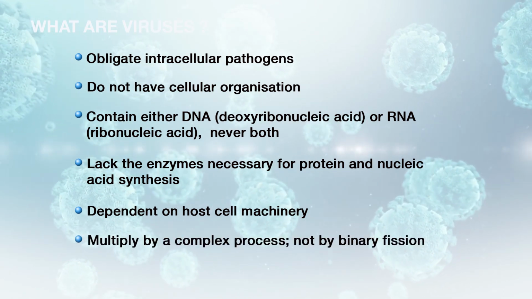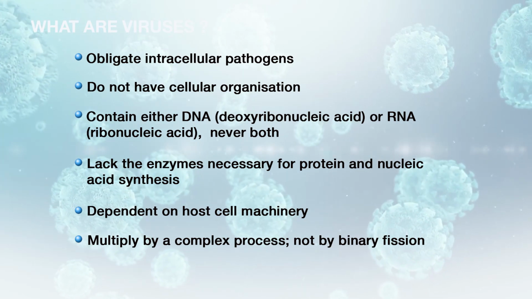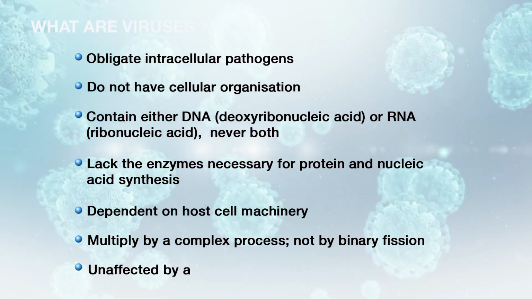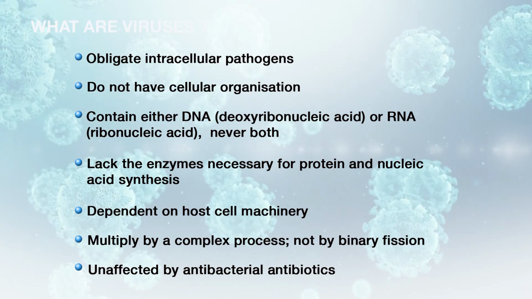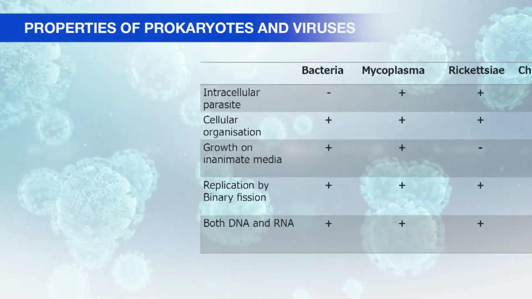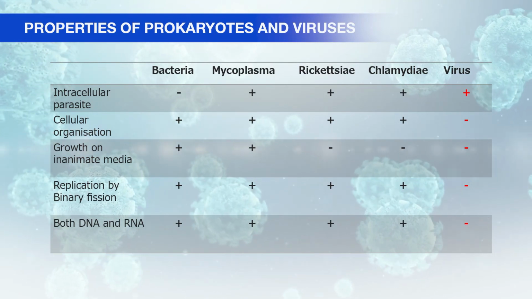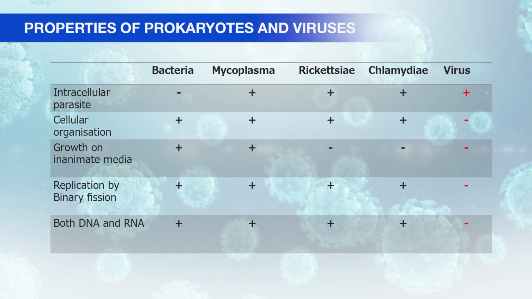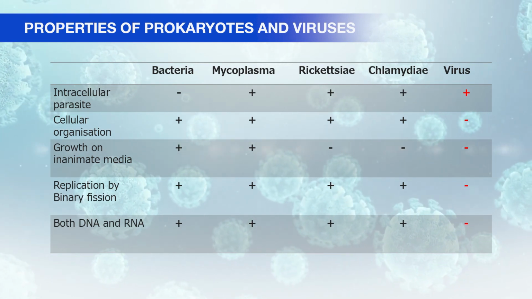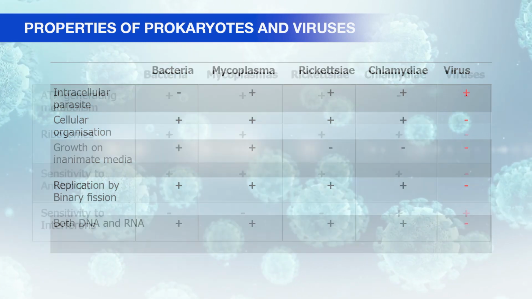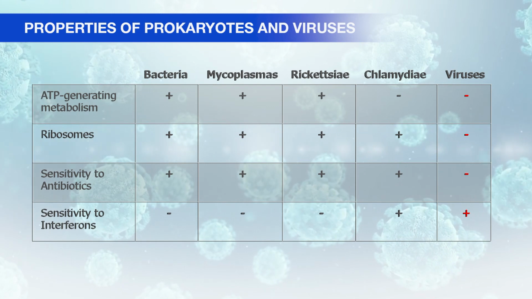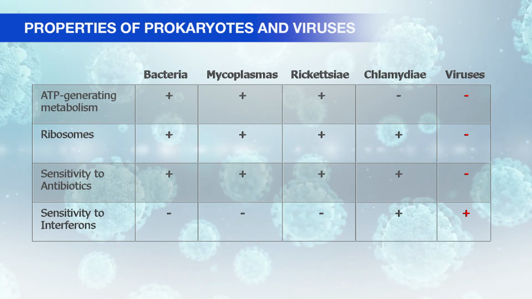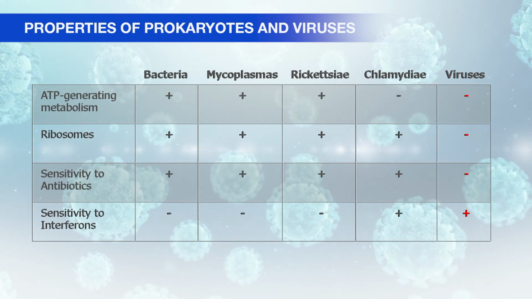The multiplication of the viruses is through a very complex process, which is not as seen in bacteria via binary fission, and these viruses are organisms which are unaffected by antibacterials or antibiotics. As you can see in this table, it is differentiating between bacteria, mycoplasma, rickettsia and chlamydia with that of the viruses. As highlighted in red, viruses are intracellular parasites. Other features seen are that they do not have an ATP generating metabolism, they do not contain ribosomes, and sensitivity to antibiotics is not seen in them, while sensitivity to interferons is seen in the viruses.